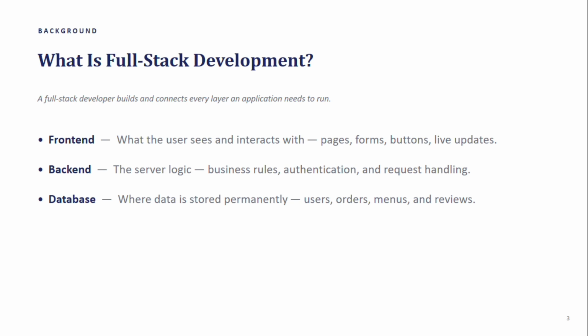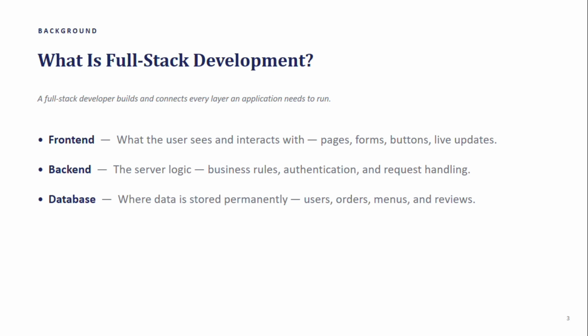So, first, what is full stack development? A full stack developer builds and connects every layer an application needs to run. A full stack application consists of mainly three layers. The first layer is the front end, which represents the user interface. It includes pages, forms, buttons, and all the interactions that users perform.